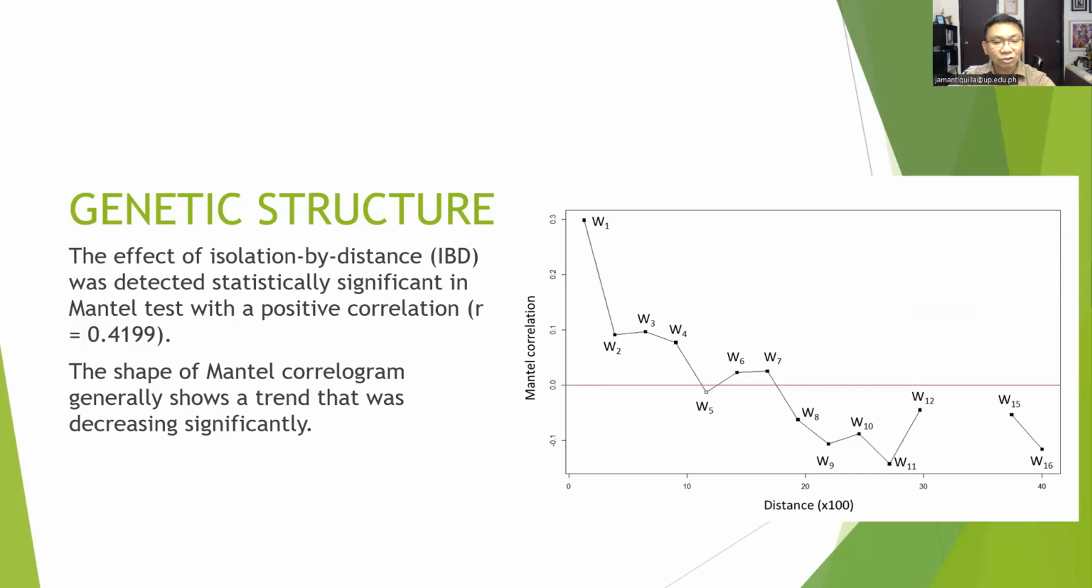To analyze the relationship between genetic divergence and geographic distance, we conducted a Mantel correlogram as an extension of the Mantel test. So W here is the distance class, and this red line divides the negative from the positive correlation. So the filled black square would indicate statistical significance, and the unfilled square is not significant.